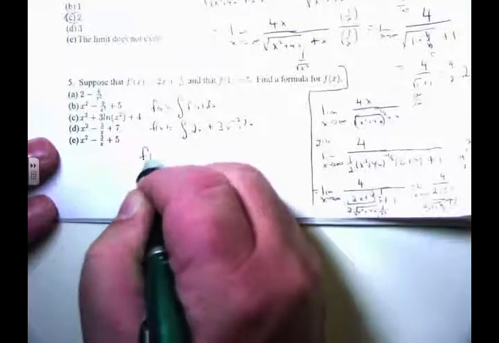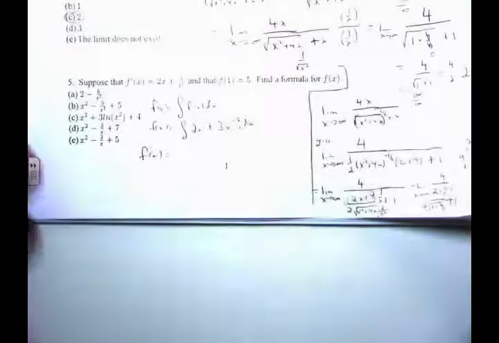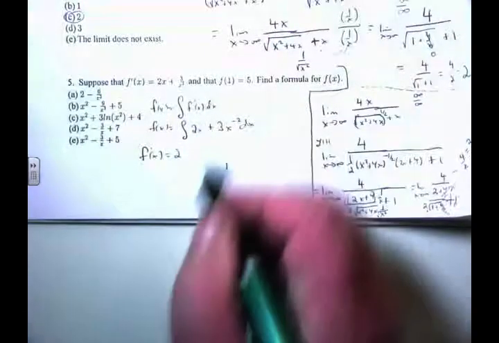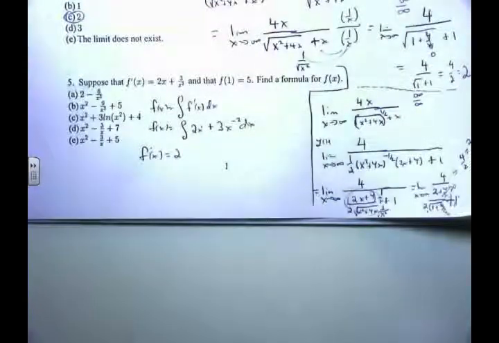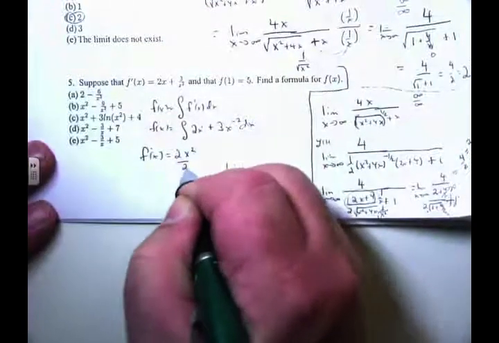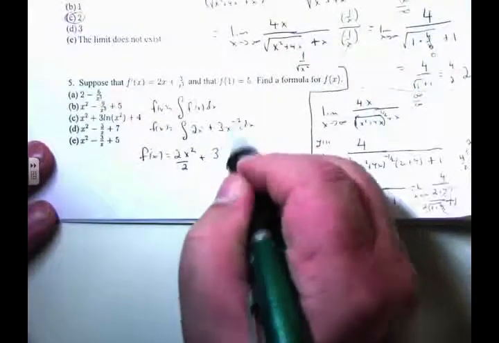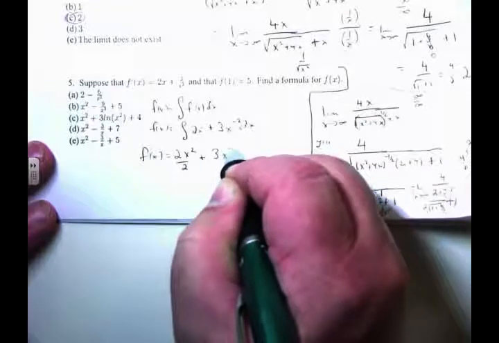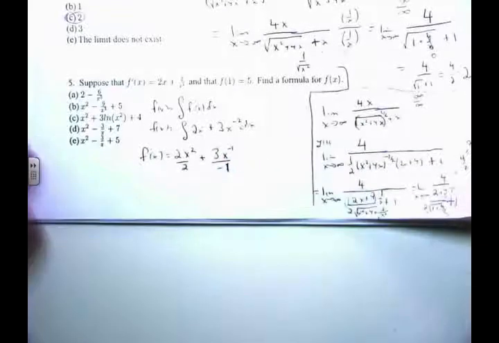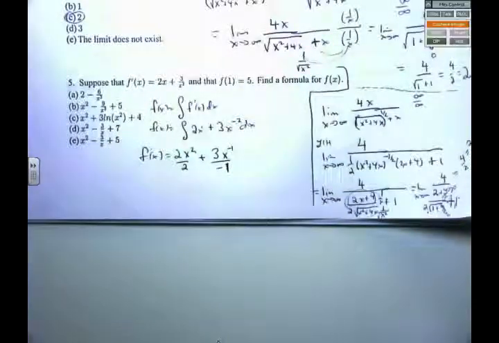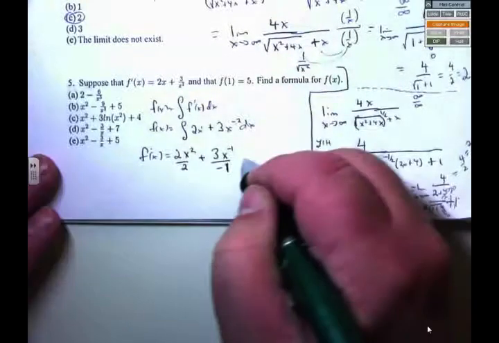dx. So, what is the antiderivative of 2x? Well, 2 is a constant, leave it alone. What's the antiderivative of x to the first power? x squared over 2, plus 3 is a constant, leave it alone. What's the antiderivative of x to the negative 2? Add 1 over add 1. That's x to the negative 1 over negative 1. But don't forget, when you take an antiderivative, what do you have to do? Plus c.